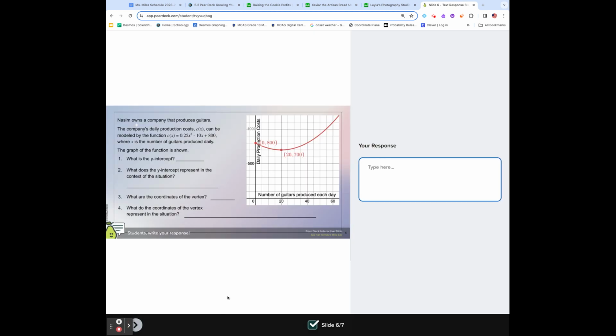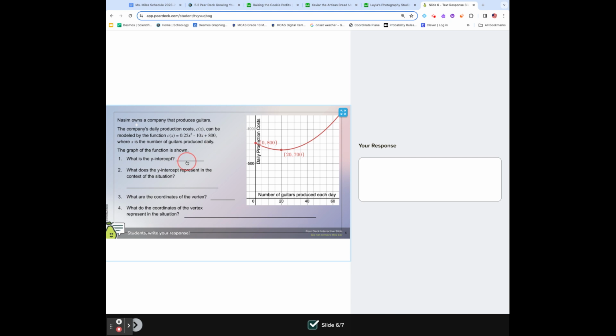Slide number 6. Nasim owns a company that produces guitars. The company's daily production cost can be modeled by a function with a positive leading coefficient. So this one opens up. There's a minimum value instead of a maximum value. And we're talking about production costs, so we want to keep our costs down. The graph of the function is shown.